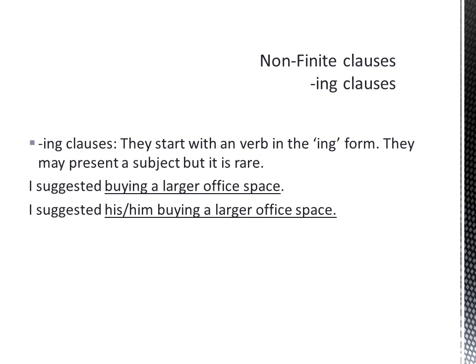Another non-finite clause are the ing clauses. Also, sometimes they're called gerunds, but we're calling them ing clauses. They start with the verb in the ing form, and it's generally not going to have a second subject in there. But the subject of that non-finite clause is implied. I suggested buying a larger office space. That doesn't mean that they're suggesting that I buy it necessarily. It could be, based on what the context is, someone else, or a group, or who knows.